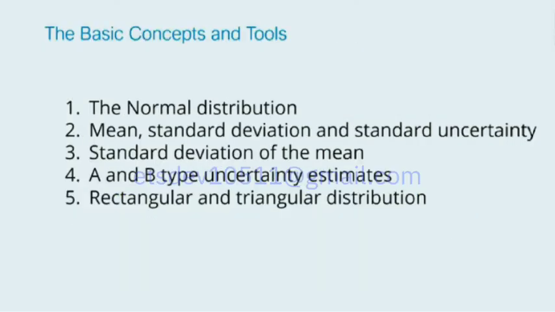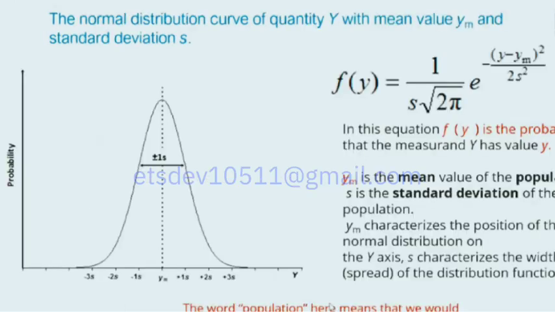Before I go into the actual procedure, let me describe the basic concepts and the tools that are used in the measurement of uncertainty. One is the normal distribution. Two is the mean, the standard deviation, and the standard uncertainty. Number three is the standard deviation of the mean. Four is A and B type uncertainty estimates. And number five is rectangular and triangular distribution, because we use these terms throughout in the calculation of the measurement of uncertainty. So what is this normal distribution?